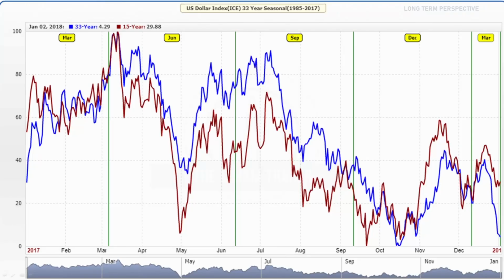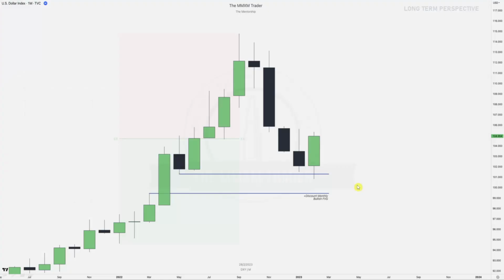Over here we've got a seasonal tendency chart for the US dollar index, and let's focus on January and February. Over here we can see they're pretty bullish, so we have those lines going up. We have the 33-year line and the 15-year line, and January and February are looking pretty bullish. So here we have a US dollar index chart on the monthly. We've got this monthly fair value gap being hit, a discount monthly fair value gap. And let's look at how that forms.